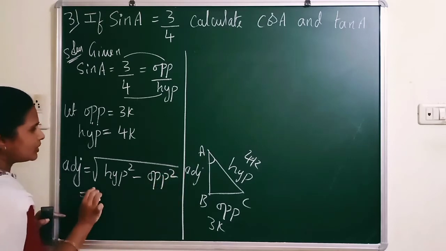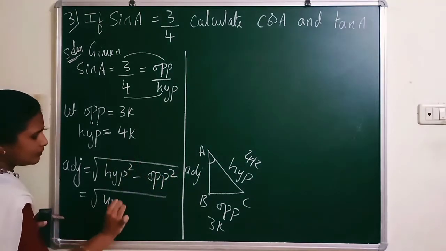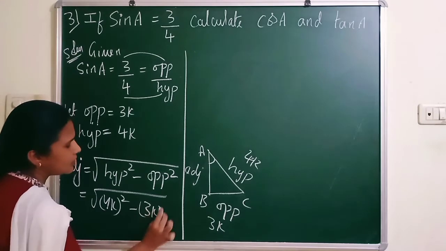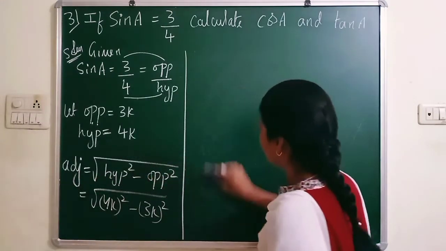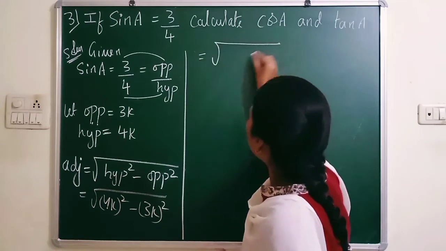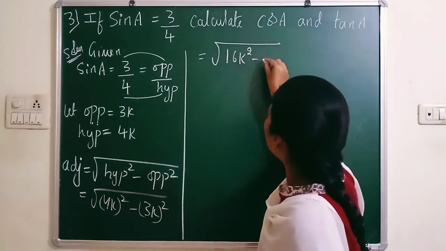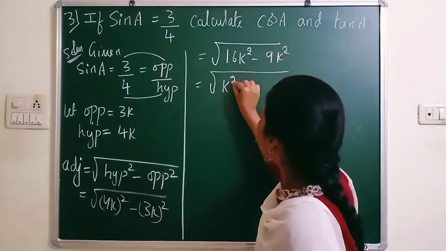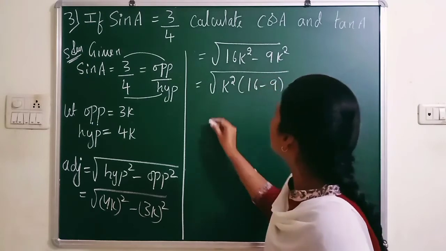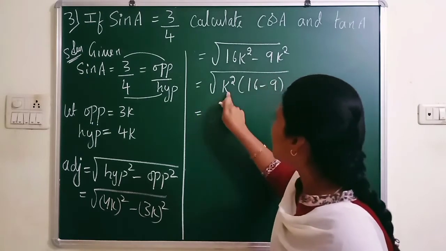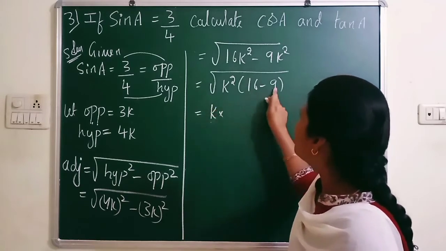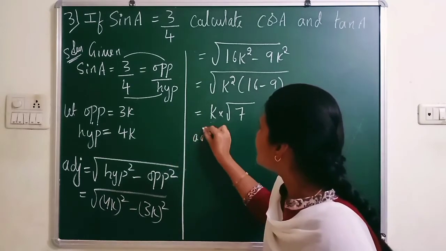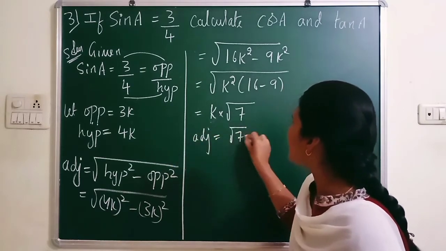So what is hypotenuse here? Hypotenuse is 4k, whole square, minus what is opposite? 3k, whole square. So this equals square root of 4 4s are 16k square minus 3 3s are 9k square. If you take k square common, this becomes 16 minus 9. So this becomes square root of k square, you know it is k, and 16 minus 9, that is root 7. So we got, what is this? Adjacent. So adjacent we got as root 7k.